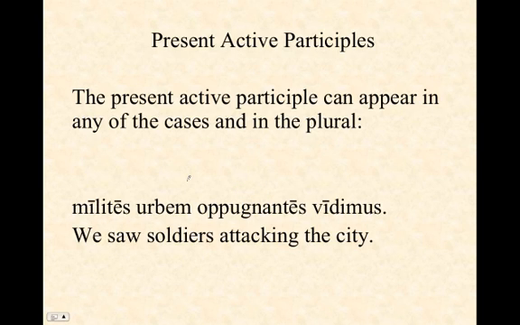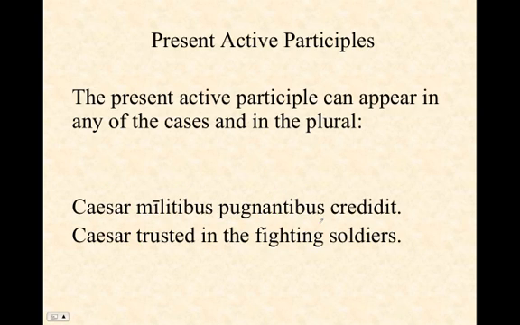And finally, participles also have plural forms. Milites urbem oppugnantes vidimus. We saw soldiers attacking the city. And you have accusative plural, and we have the object of that participle coming between the noun and its participle. Here's an example of dative plural. Caesar militibus pugnantibus credidit. Caesar trusted in the fighting soldiers.